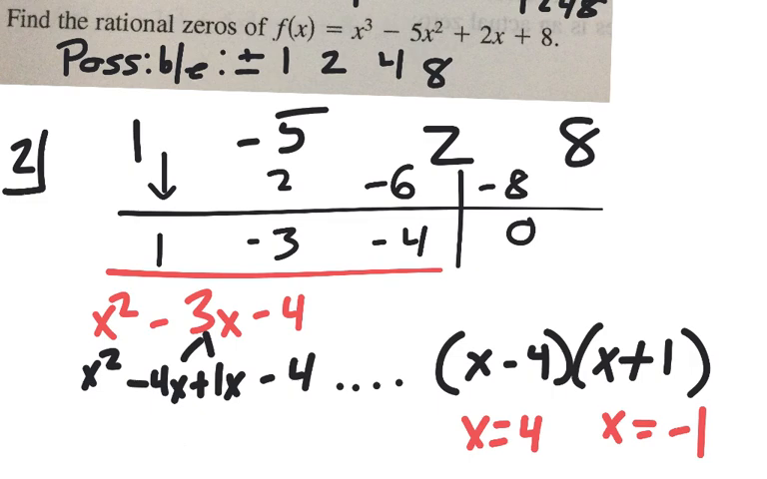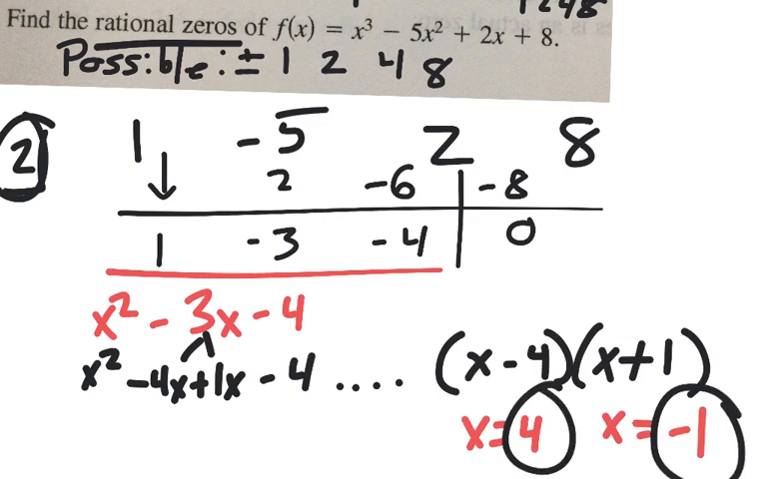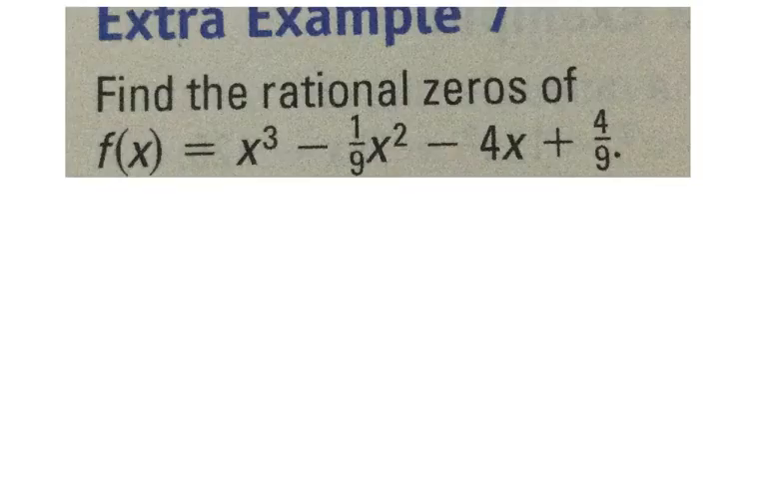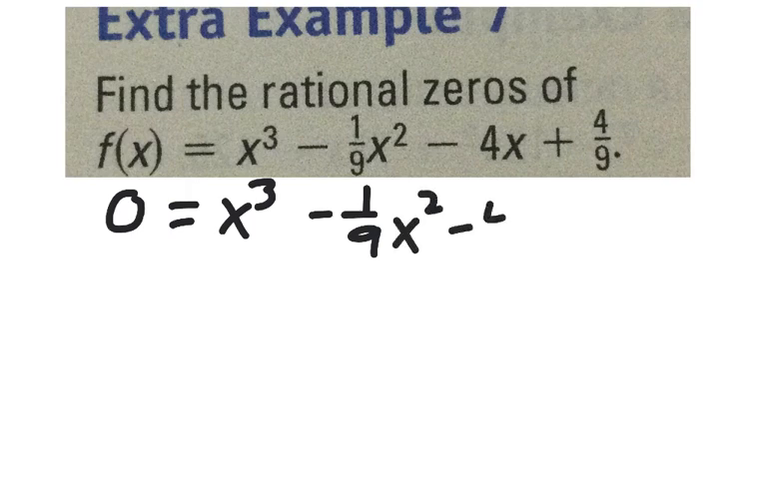So when it asks me to find all the rational zeros, negative 1, 2, and 4 are my 3 rational zeros. Now I know if I found more than that, I would be wrong again, because this is a third degree polynomial, it can't have more than 3 x-intercepts. Well, because I'm finding x-intercepts, I'm finding where the y value is 0, right? So I'm looking where 0 is equal to x cubed minus 1/9 x squared minus 4x plus 4/9.